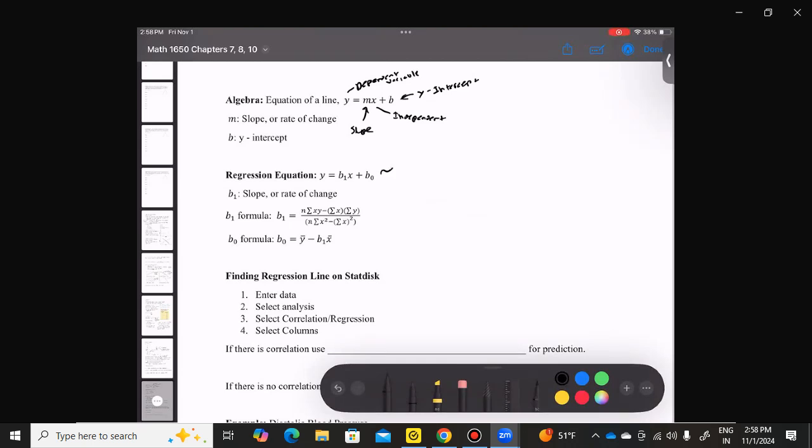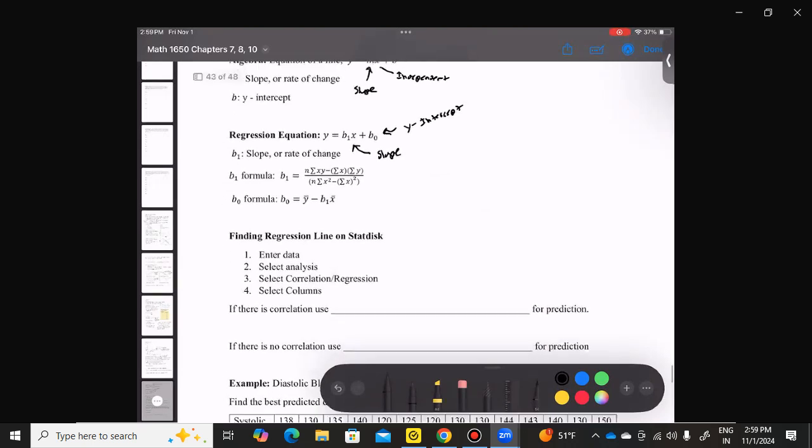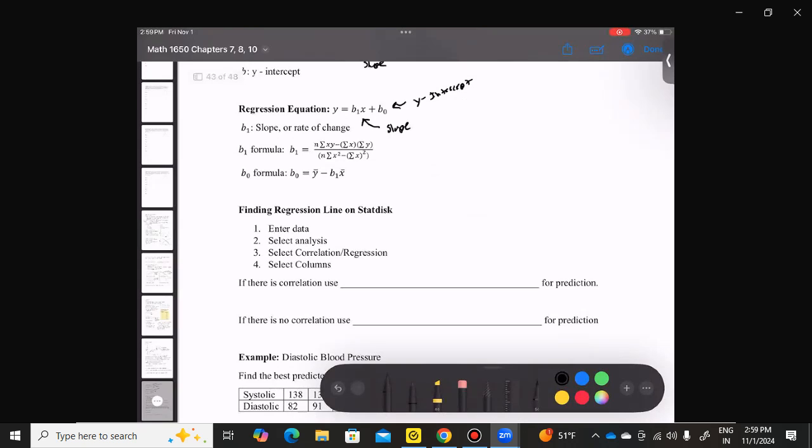B sub 0 is your y-intercept. Though it has the same meaning, it's not always useful. B sub 1 is your rate of change, or your slope. And there are specific equations that statistics software is going to use to find these. But you already saw, if we really do want to find these values, we plug the data into StatDisk, and it gives us the equation which gives us these values.